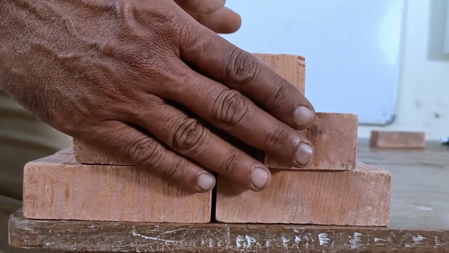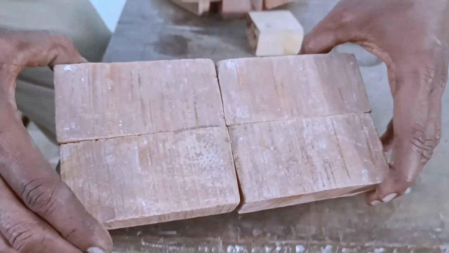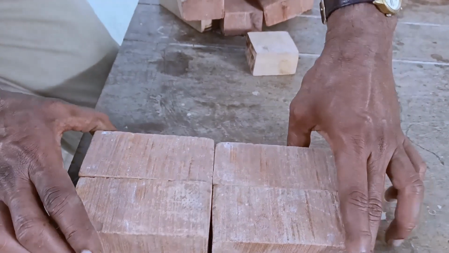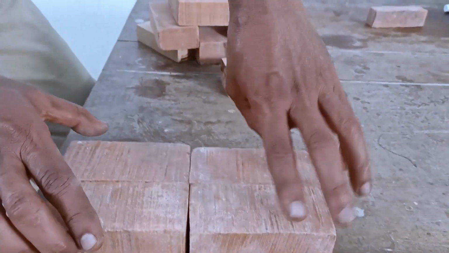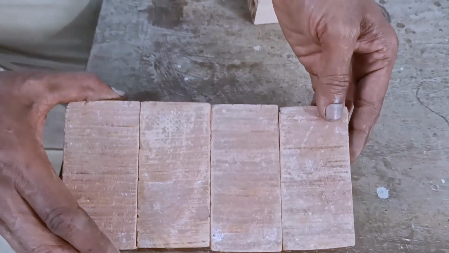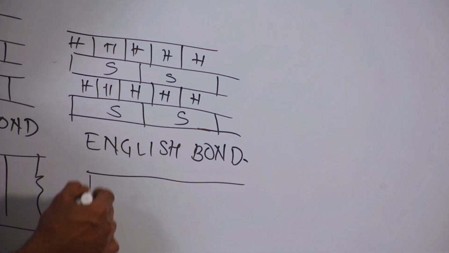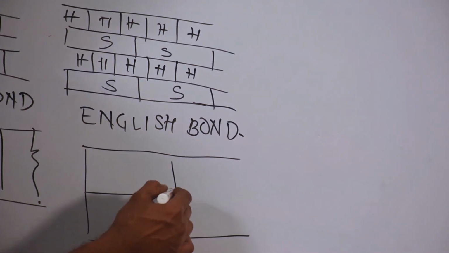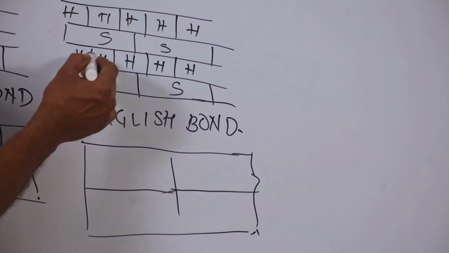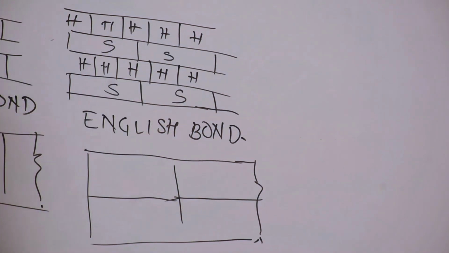Now we'll see the top view of the English bond. So this is the first layer, this is the top. Okay. So if you draw the top view of the second layer, that will be like this. Top view of the first layer looks like this. If you draw the top view of the second layer, that will be the same as this one because the bricks are arranged like this.